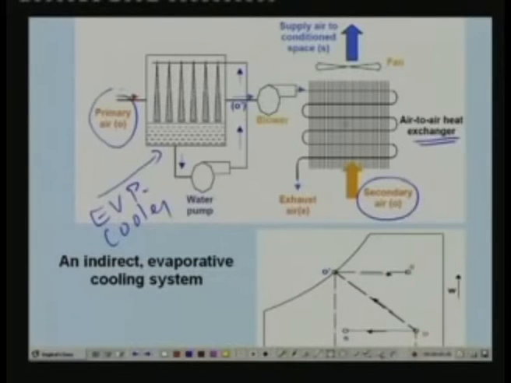For the sake of simplicity, let us assume that it is a fin and tube type of heat exchanger, and this cooled and humidified air flows through the tubes. And the secondary air, which is nothing but the supply air to the conditioned space, flows over the tubes and over the fins. So there is no direct contact between the primary and secondary air. Secondary air is flowing in this direction and primary air is flowing through the tubes. Since the temperature of the primary air is lower than the secondary air, there will be sensible heat exchange between the secondary air and primary air.